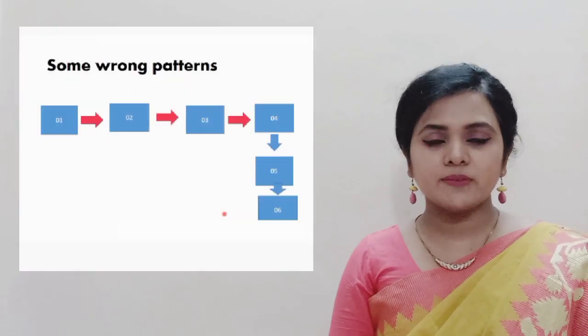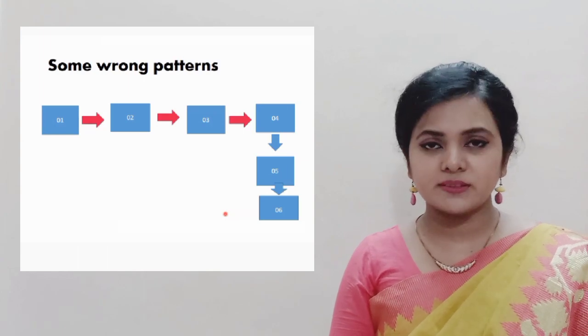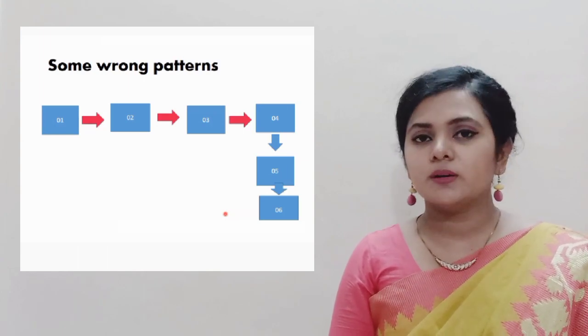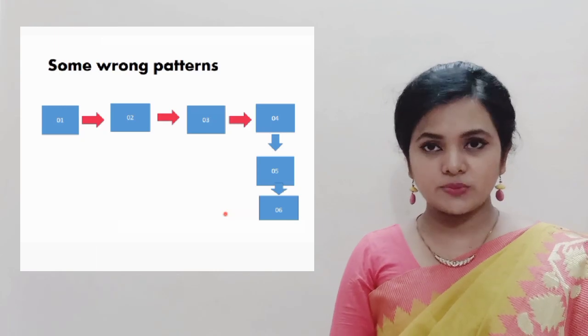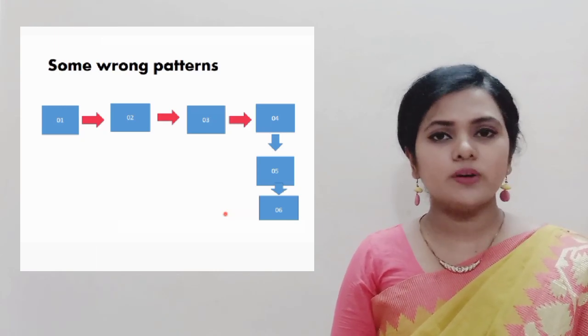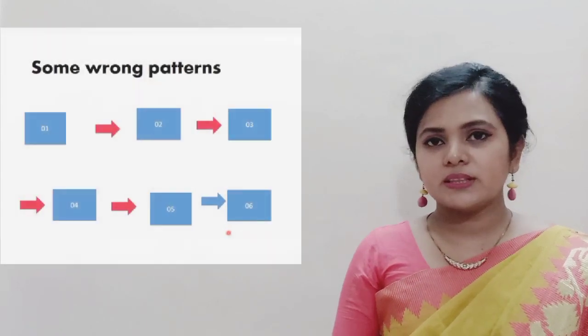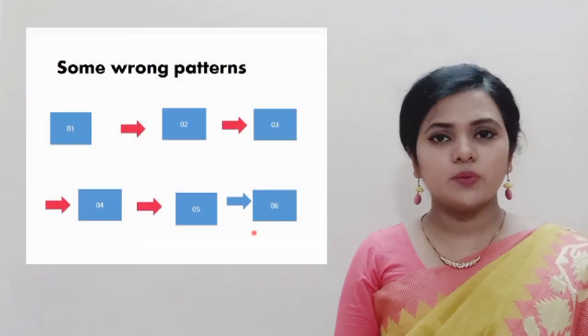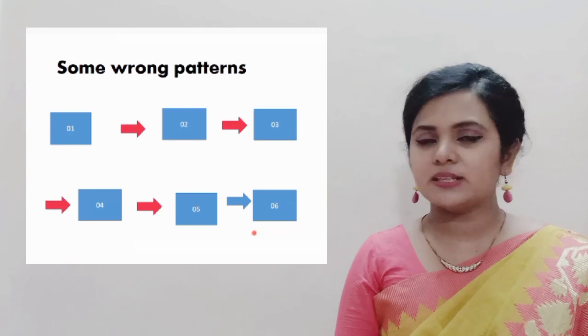Here are some examples of wrong patterns that often our students present in their copy. As we know, the boxes should be arranged either horizontally or vertically. So this one is a wrong pattern. We cannot present our boxes in two lines.